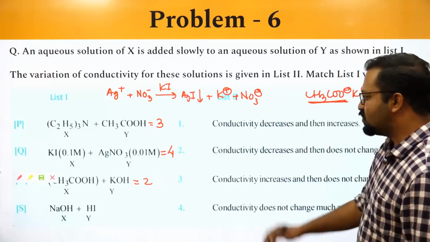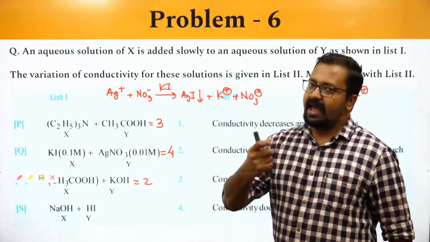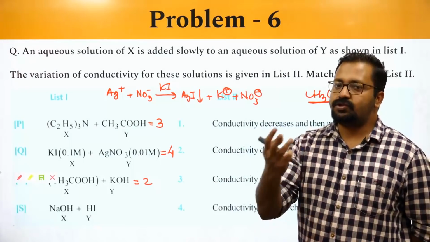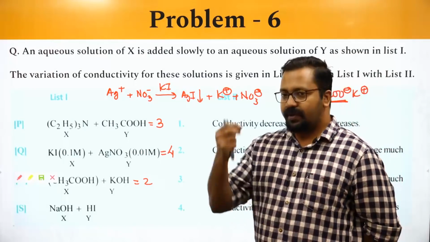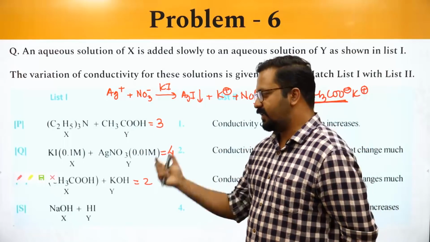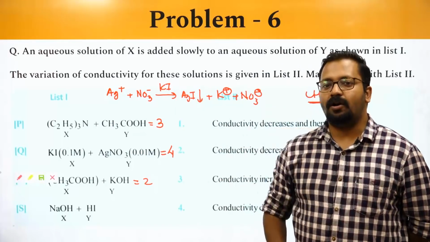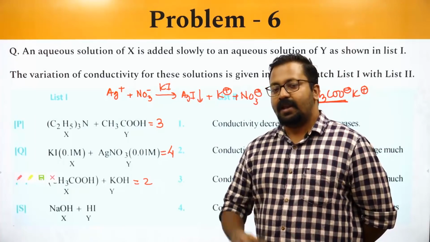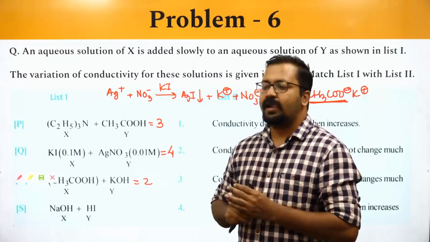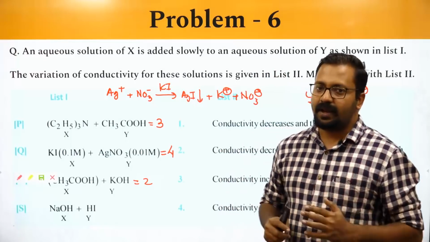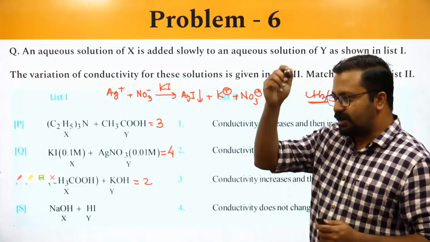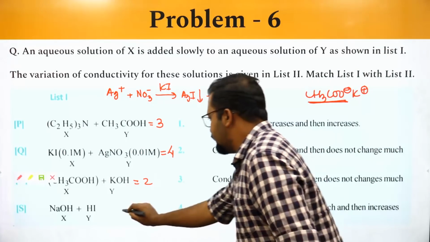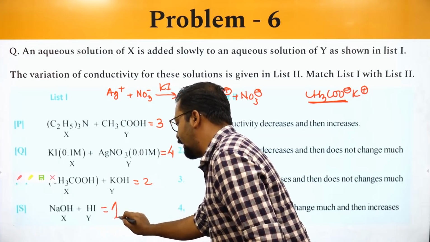Okay. The last one is NaOH and HCl. I have again told you, H plus is a fast moving ion. You are adding OH minus to trap it. So what will happen? Conductivity will decrease. Now, beyond the point of complete neutralization, if you add extra NaOH, what will happen? Now you are adding fast moving OH minus ions in the medium, and so the conductivity will increase. So conductivity decreases and then increases. Answer for this should be 1.